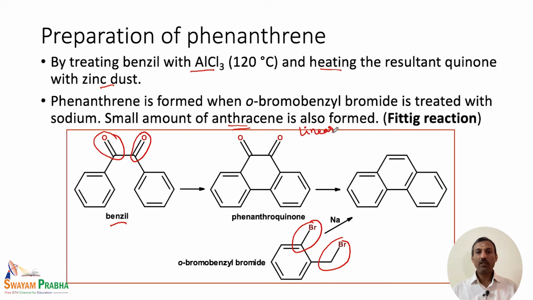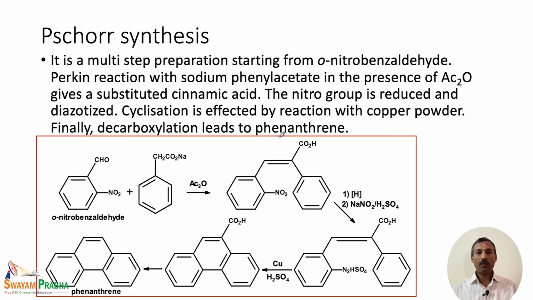So this is how we can actually deduce that phenanthrene has the angular structure. These are various ways by which we can prepare phenanthrene. We also have another method called the SAR method. In this SAR method, it is a multi-step reaction. The main reaction is basically the Perkin reaction.